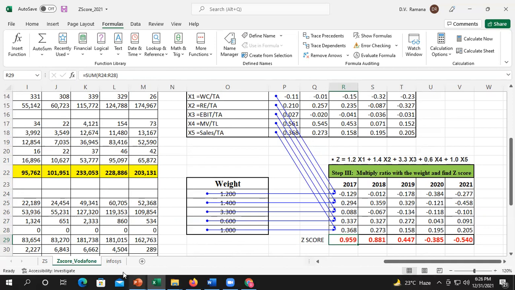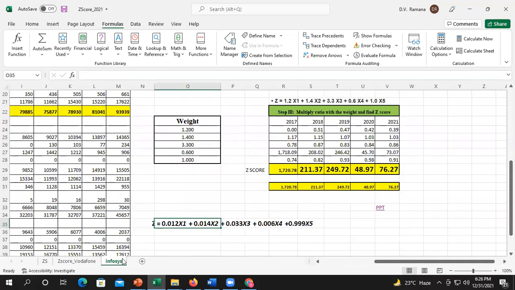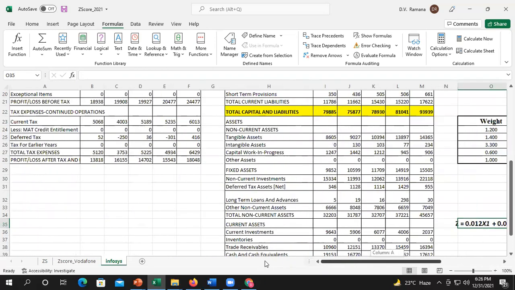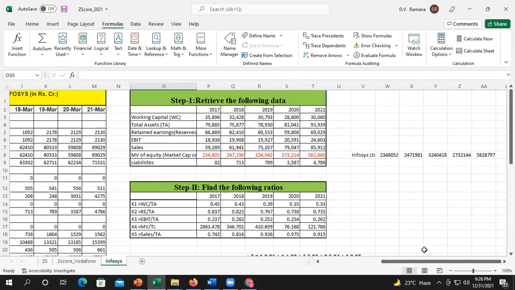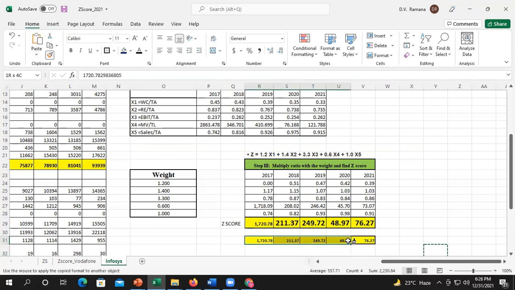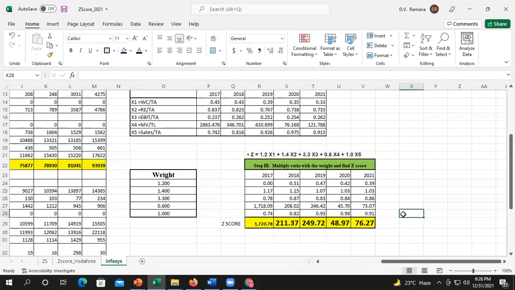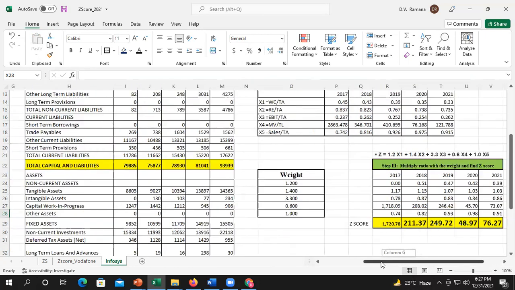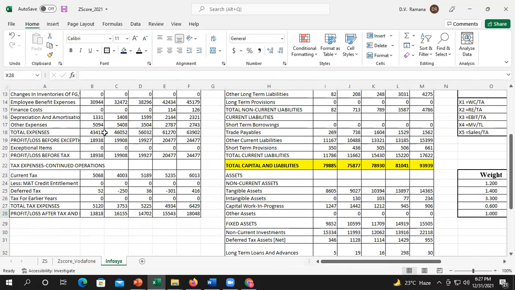But let us observe the Z-score of Infosys. We use the same methodology to calculate. We got the data from Money Control, retrieved the relevant data, then calculated the relevant ratios, multiplied the relevant ratios with the weights, and then we got the Z-score. And what we observe is the Z-score of Infosys is way above 3, which is said to be in a safe zone. And let us also observe that the financial statements of Infosys also reflect that.